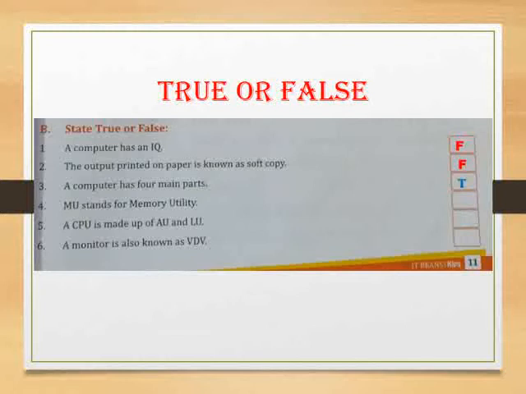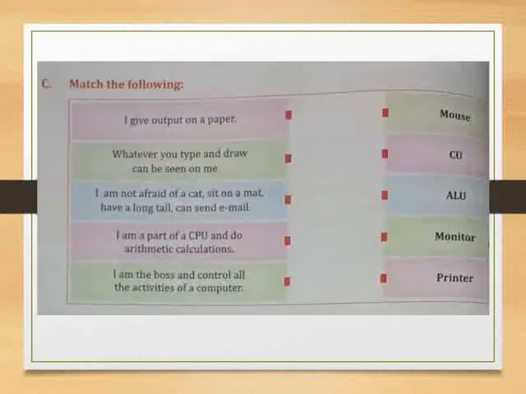Next question. MU stands for memory unit. Yes, MU stands for memory unit. So this statement is true. A CPU is made up of AU and LU. No, CPU is made up of ALU, CU and MU. So this is false. Next, a monitor is also known as VDV. No, it is known as VDU, not VDV. So this is false.